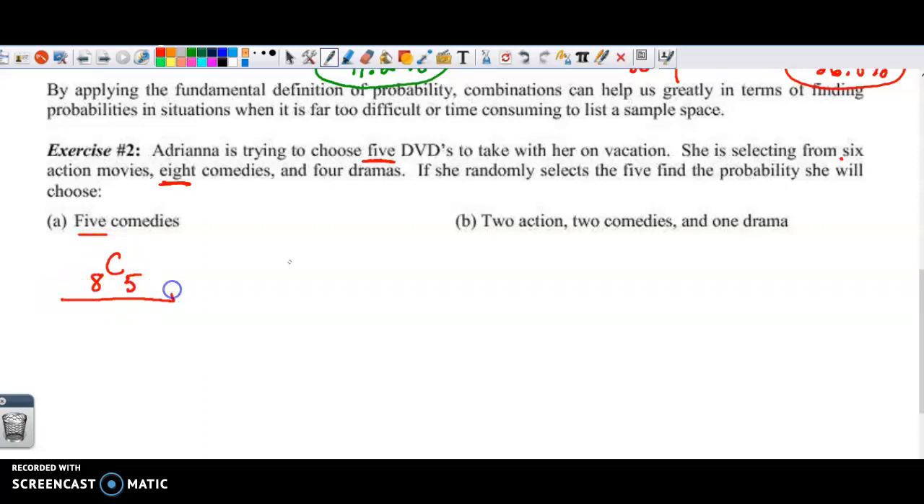And what's the sample space? Well, there's 6 plus 8 plus 4. So correct me if I'm wrong, but that's 18 possible movies that she could choose from. So you could go to a calculator.